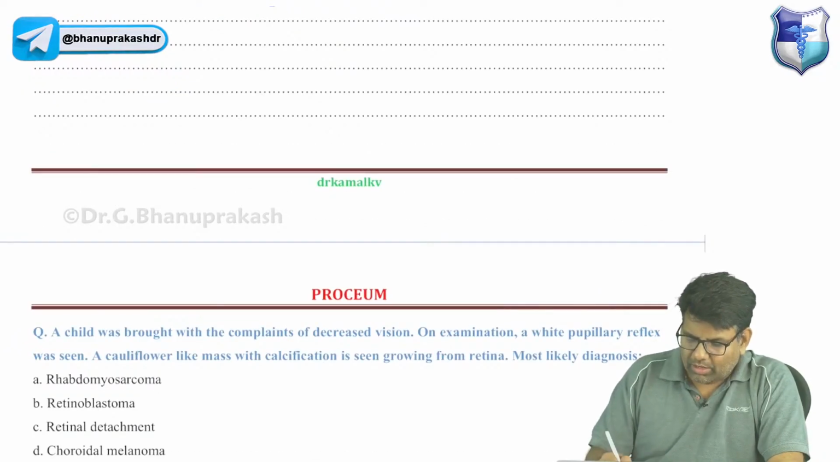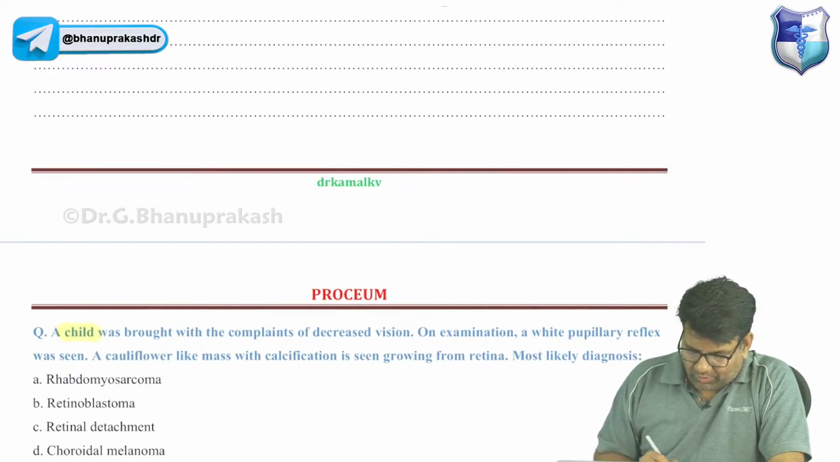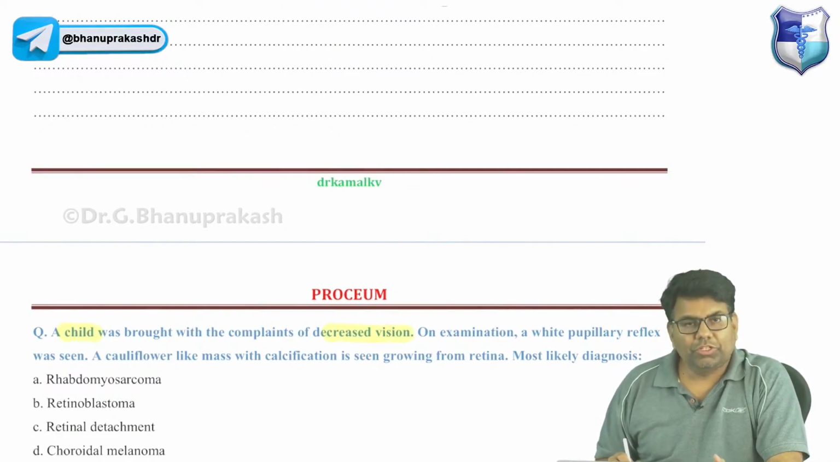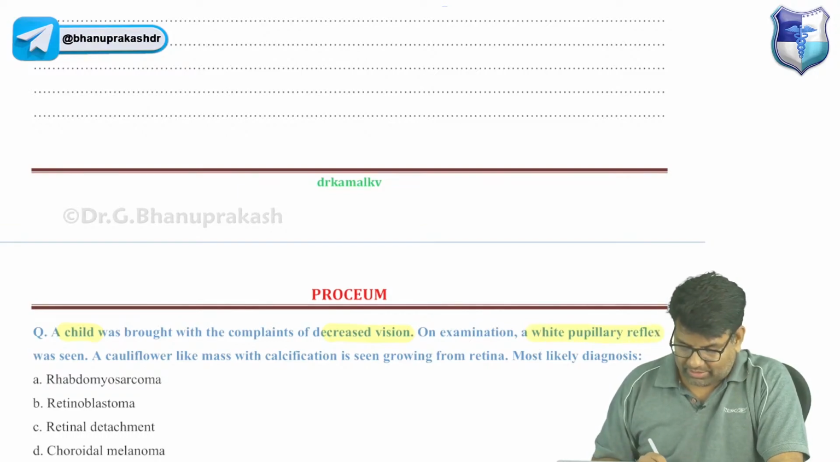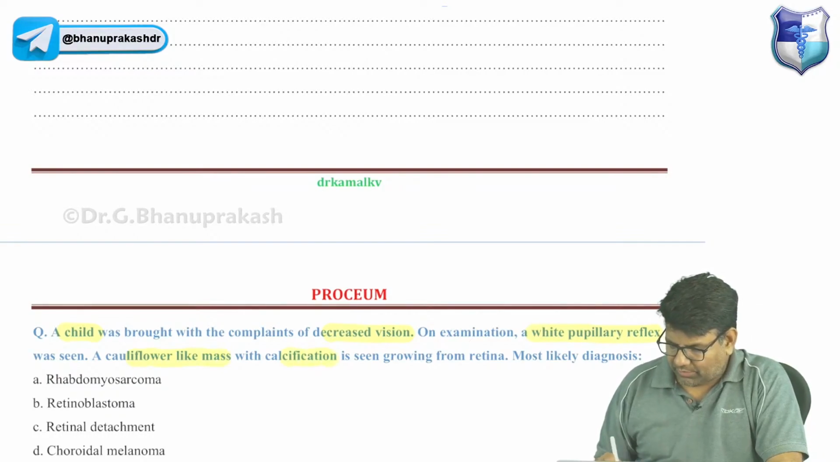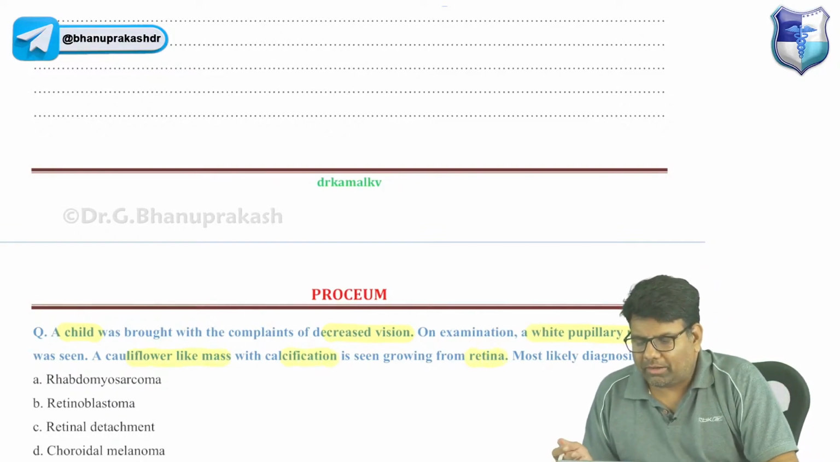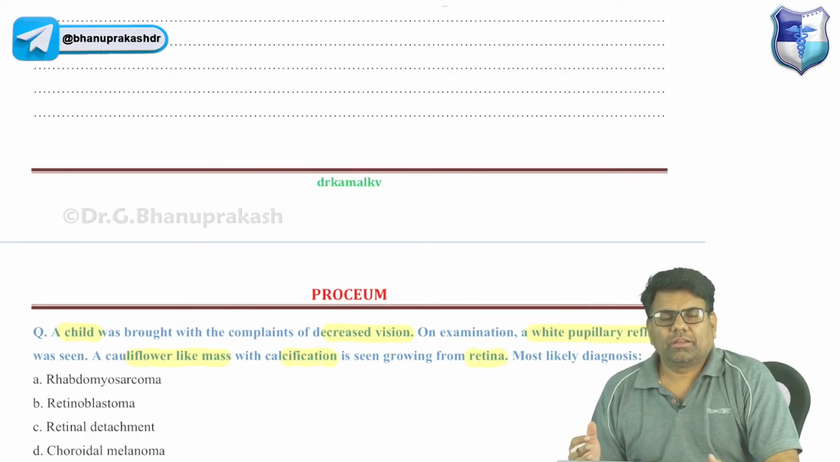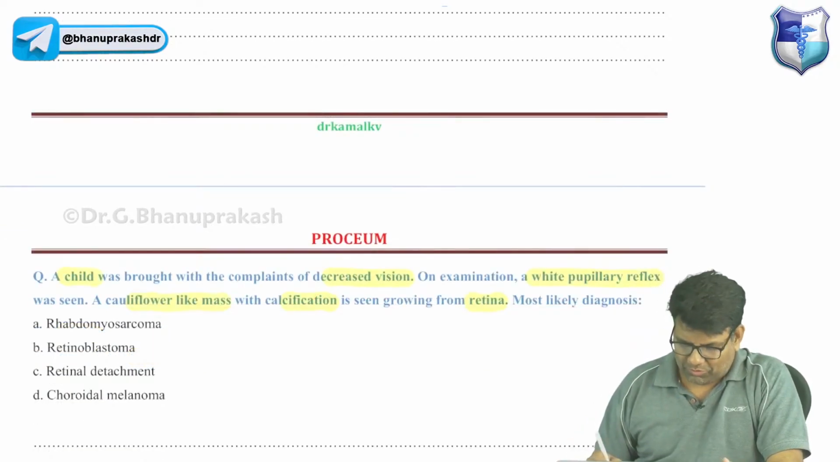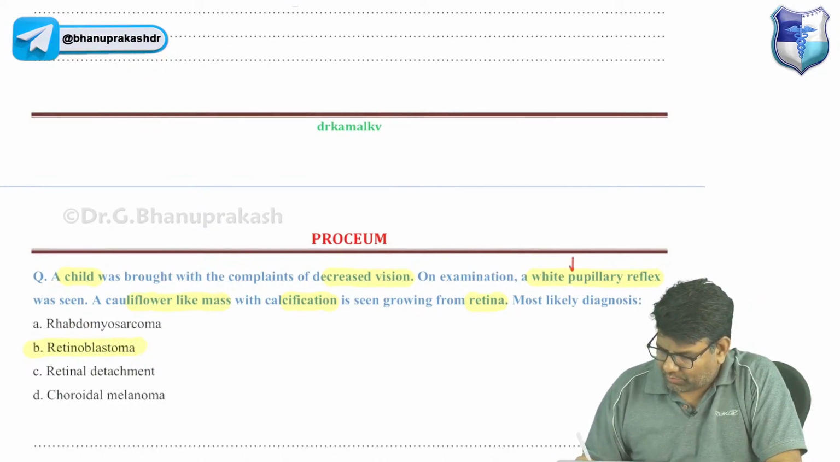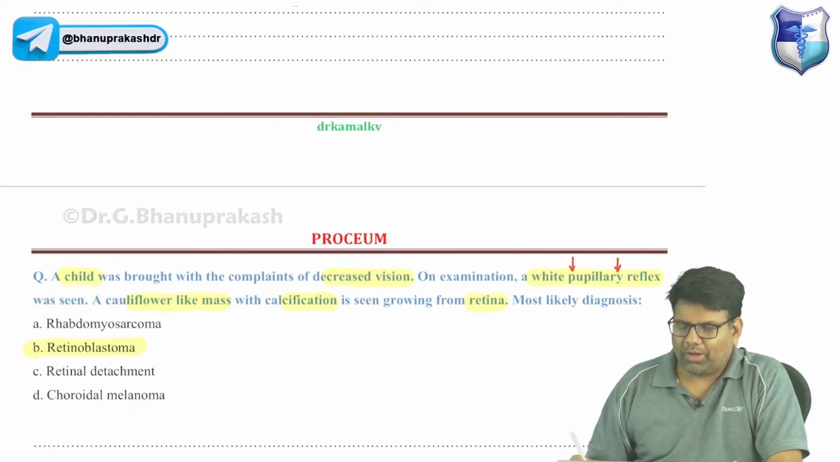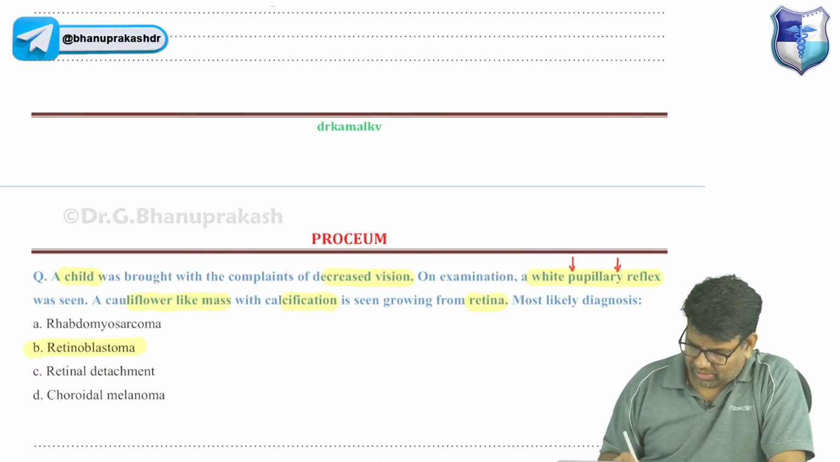Next question. A child was brought with decreased vision. On examination, we can see a white pupillary reflex and a cauliflower-like mass with calcification growing out from the retina. So there shouldn't be so much confusion for this question because it's a very basic question. And what is very specific for the answer is white pupillary reflex, right?